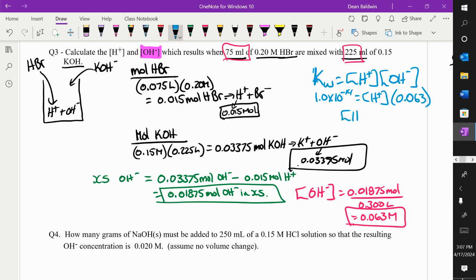And you should get, is it 1.6 or 1.7? 1.6 times 10 to the minus 13 molar. Does the number make sense? Not sure. Does it make sense?